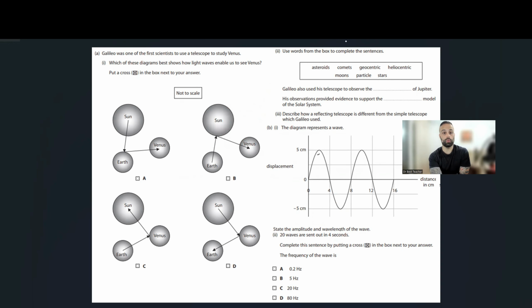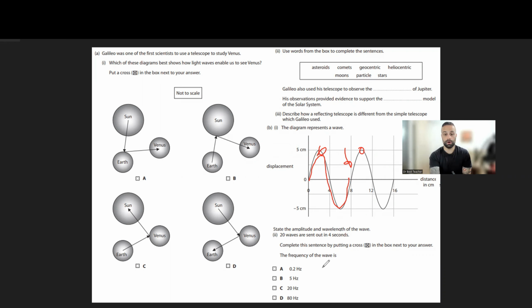State the amplitude and the wavelength. The amplitude is the maximum height it goes to, which is 5 centimeters. You start from the base and go all the way upwards. And what is the wavelength? The wavelength is the distance between two peaks, or one full curve like that, which is 8 centimeters.